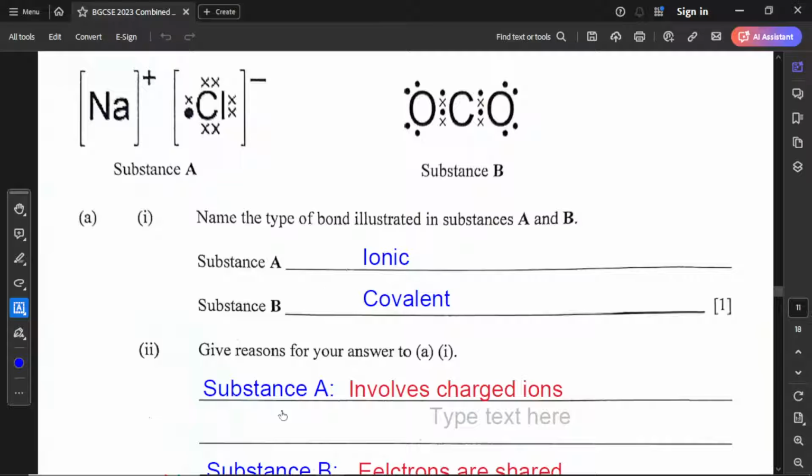Anyway, I'm not going to type it back. It's simple, just to remember what is there: that sodium is a metal and chlorine is a non-metal, so it involves a metal and a non-metal.